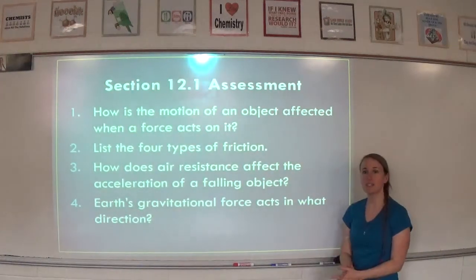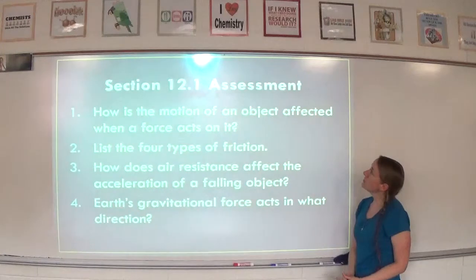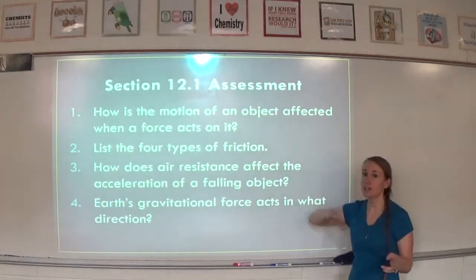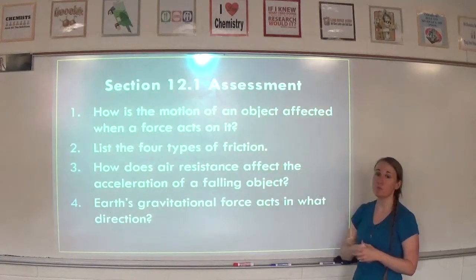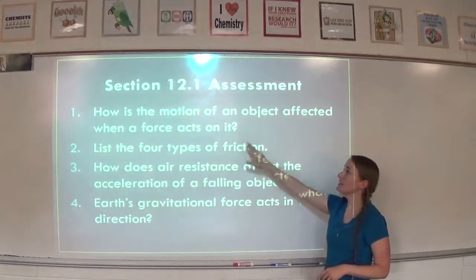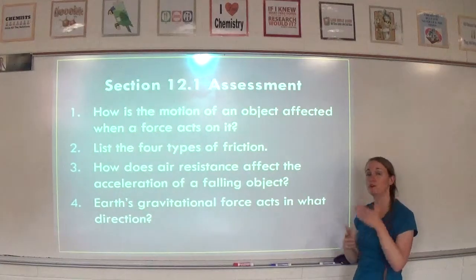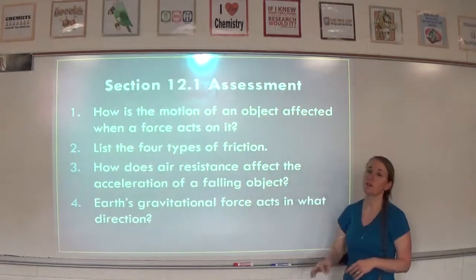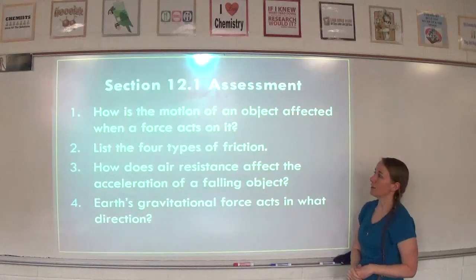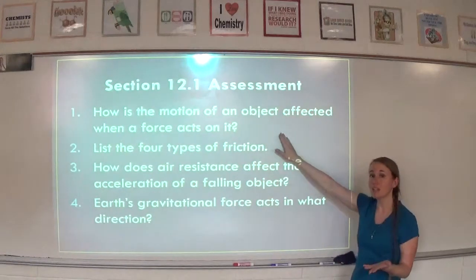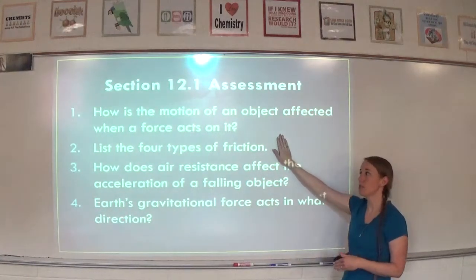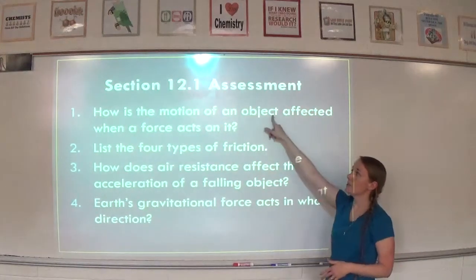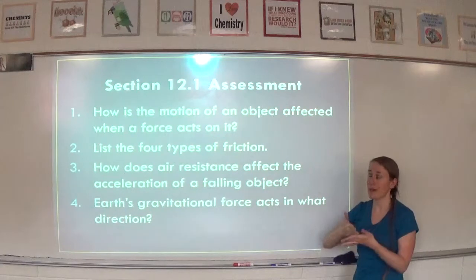Alright, so let's knock out this section assessment. How is the motion of an object affected when a force acts on it? Remember, when a force acts on it, it could be balanced or unbalanced. A force is a push or pull. A balanced force will not change the object's motion. An unbalanced force will change an object's motion, because the motion of an object is not affected if the force is balanced.